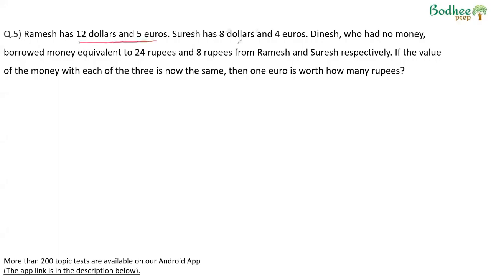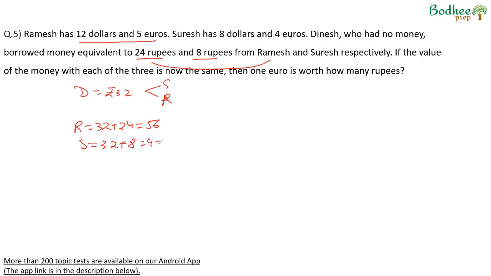Ramesh has $12, 5 euros. Suresh has $8, 4 euros. Dinesh, who had no money, borrowed money equivalent to 24 rupees and 8 rupees from Ramesh and Suresh respectively. If the value of the money with each of the three now is same. See, after borrowing, Dinesh has 32 rupees. And that means now Ramesh and Suresh also have 32 rupees because everyone has to have equal. Dinesh borrowed 24 from Ramesh. So Ramesh initially had 32 plus 24, which is 56 rupees. And Suresh had 32 plus 8, which is 40 rupees with him initially.